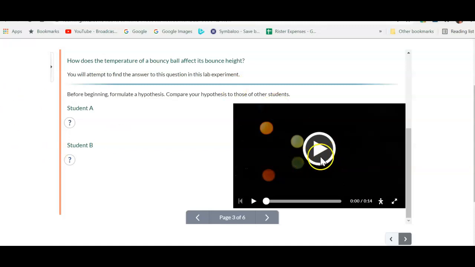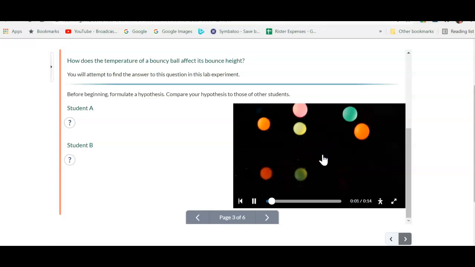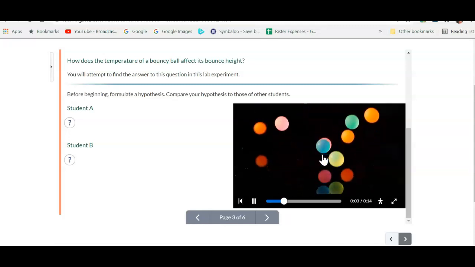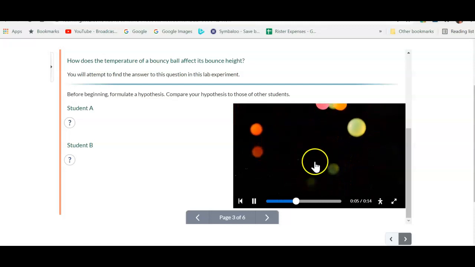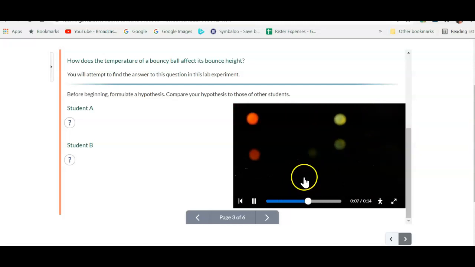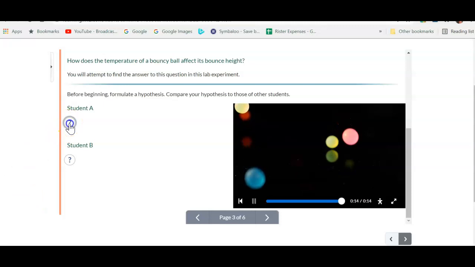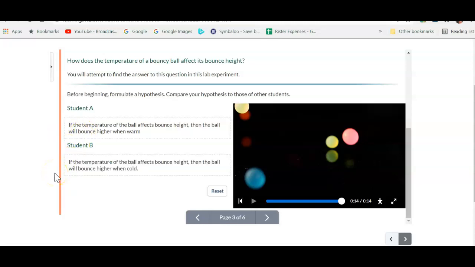Okay, so watching this little 14-second simulation, it's just showing bouncy balls bouncing everywhere. There's really no information here for us, but student A says, if the temperature of the ball affects the bounce height, then the ball will bounce higher when warm. Student B says, if the temperature of the ball affects the bounce height, then the ball will bounce higher when cold. So compare yours to that statement.